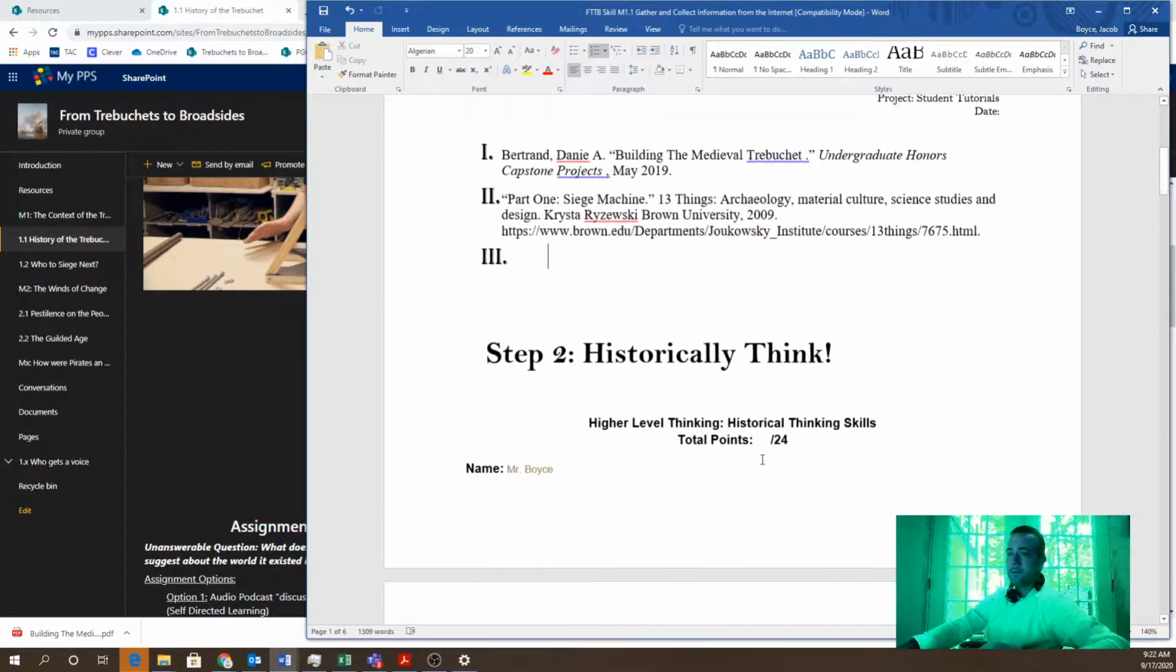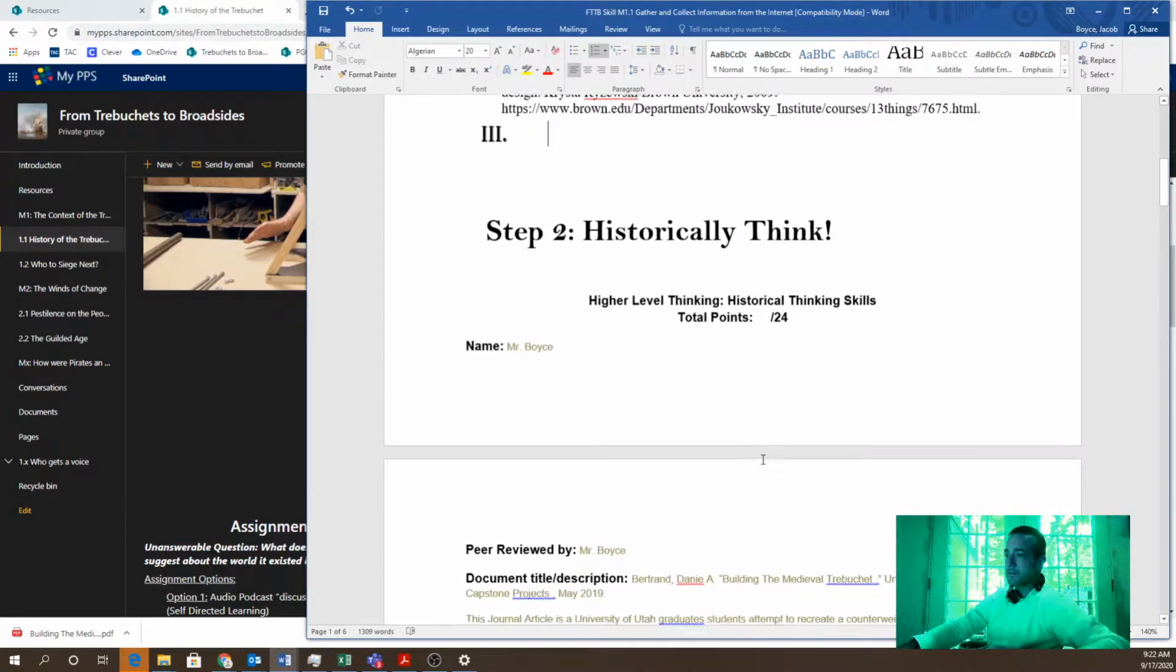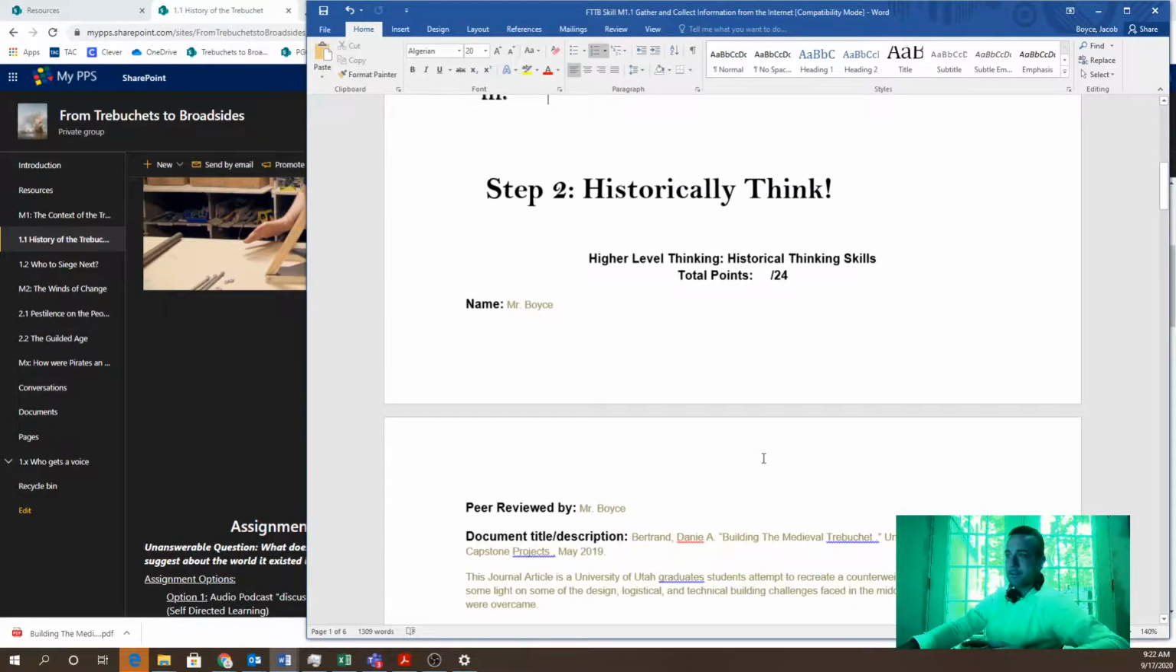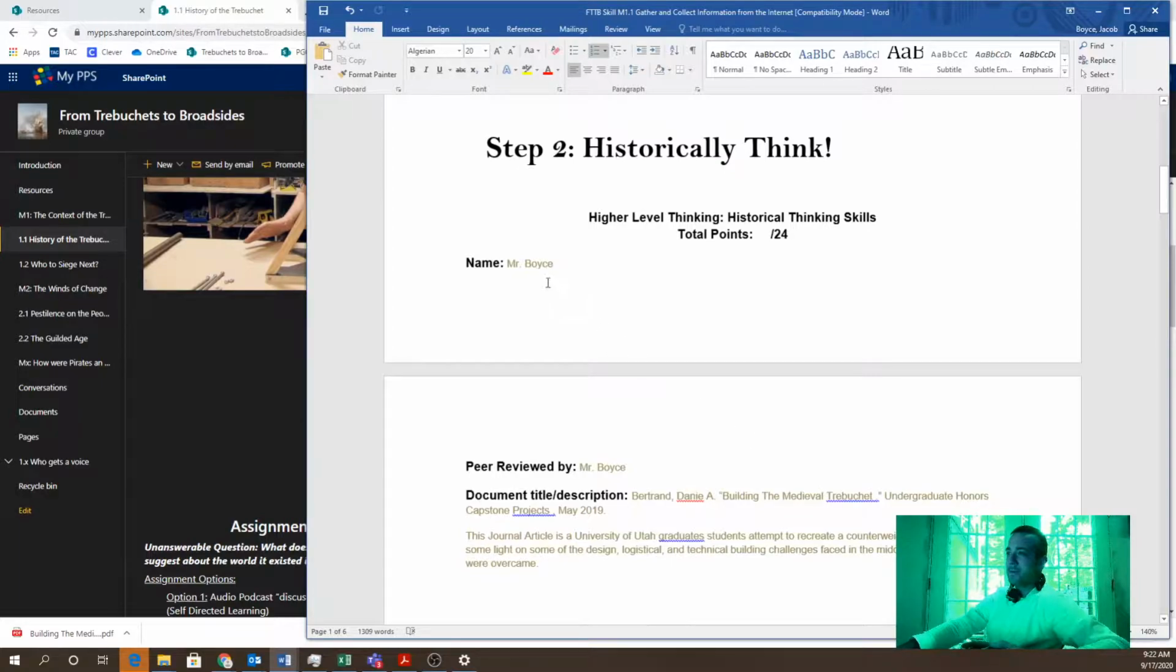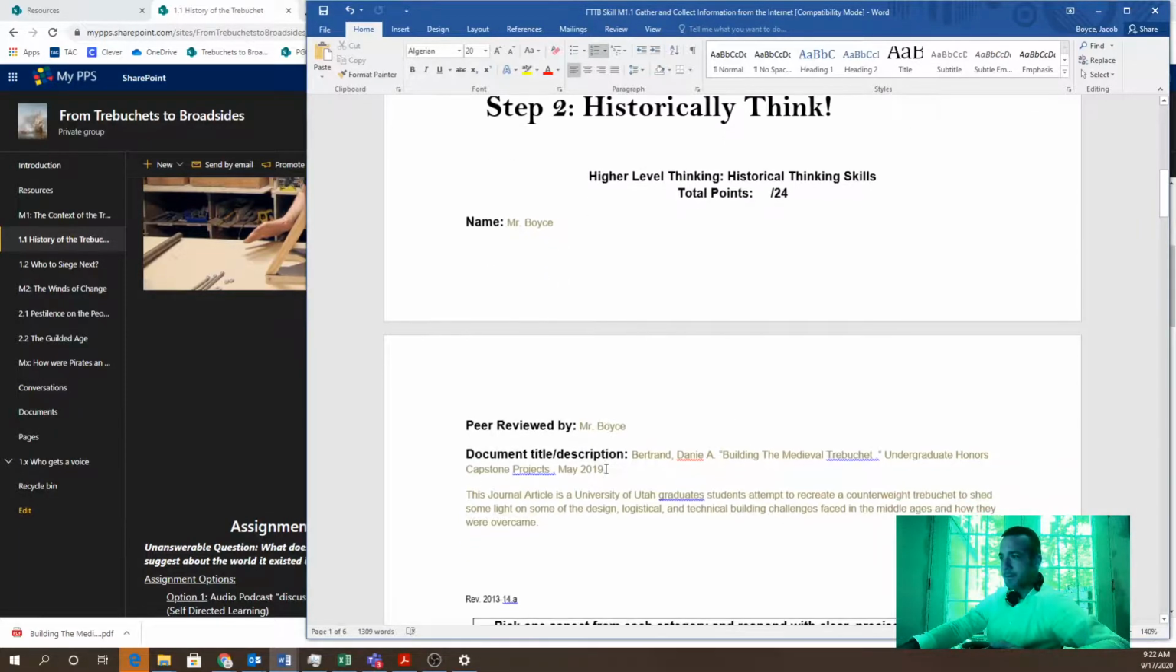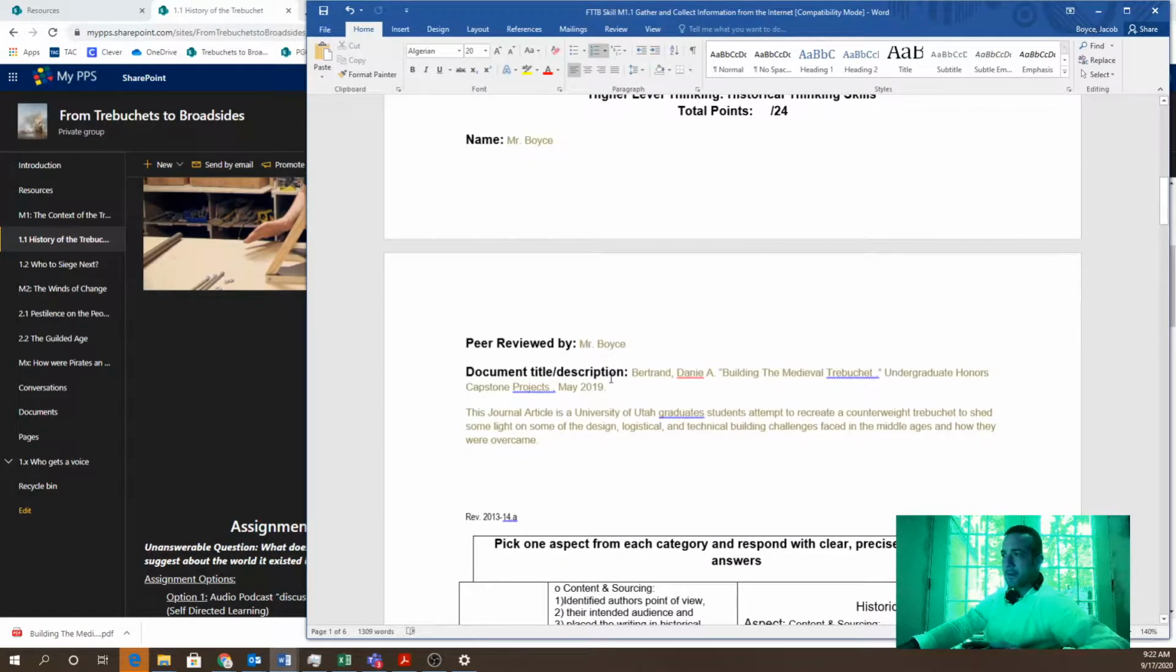I preloaded all this stuff in here this morning because, well, I'm a history teacher, and just like an English teacher likes to read books, I actually do enjoy the study and interpretation of history. It's fun to me. So I put my name in here, and I put my name in here again because I reviewed my own work. For the title of the document and description, I just copied and pasted the building of the medieval trebuchet. And then I gave it an outline.